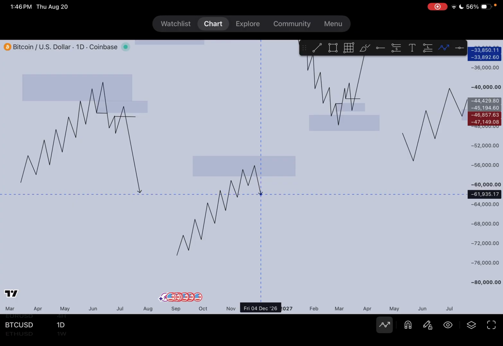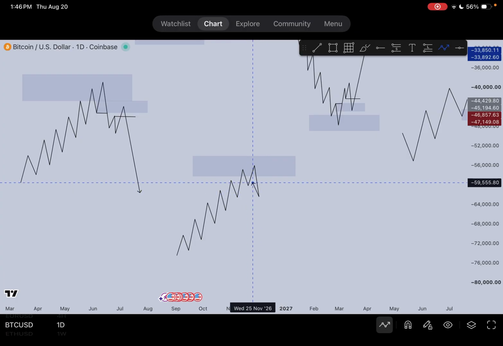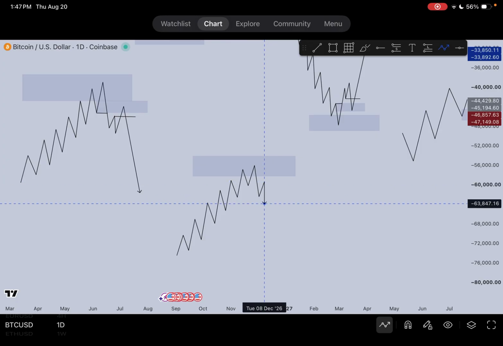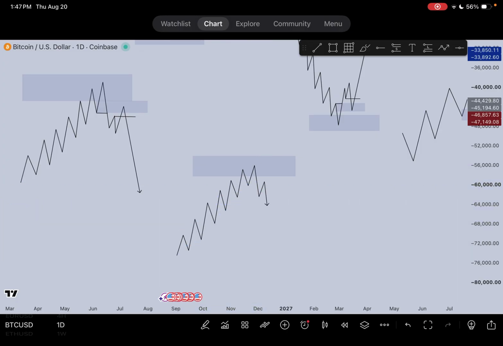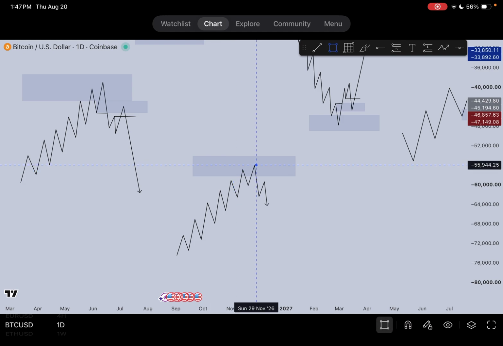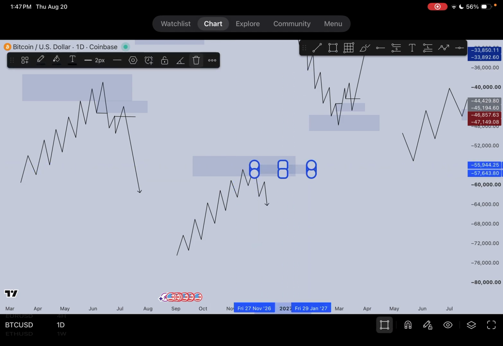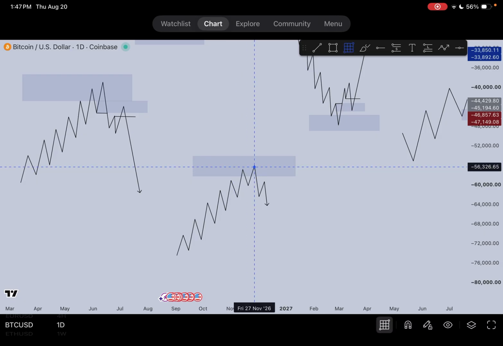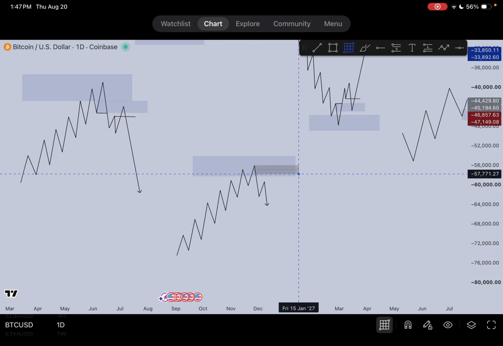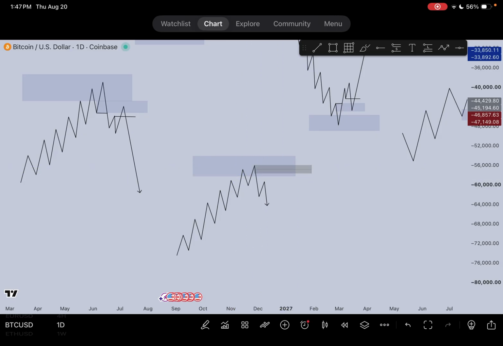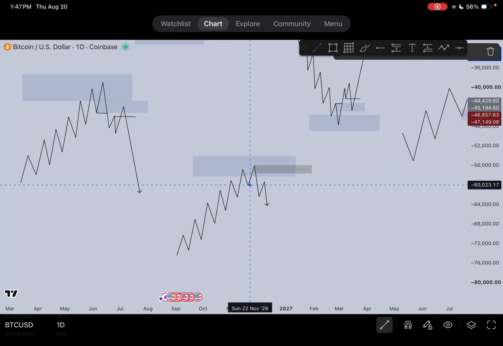Then we have this as our MSS pullback. Once that pullback mitigates this breaker block, sweeps this zone, we are expecting to sell from the other block, from this zone. Let me use a different color for that. We're expecting to sell from the other block because the breaker has been mitigated.